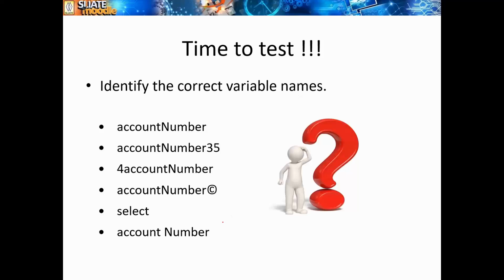Okay, now you can try to give correct variable names for these: account number 35, for account, number symbol, select account number, right? I'm going to let you think of that later, not now. What you have to think about is what kind of data type and what kind of variable names will be suitable for each and every point, right?